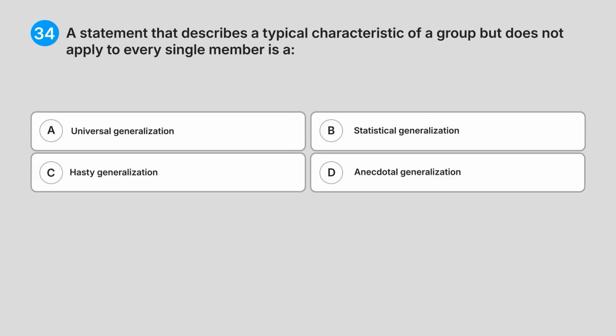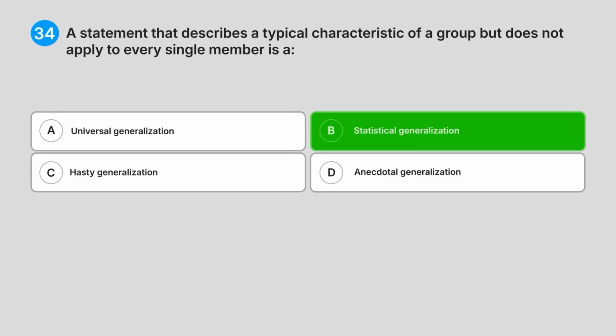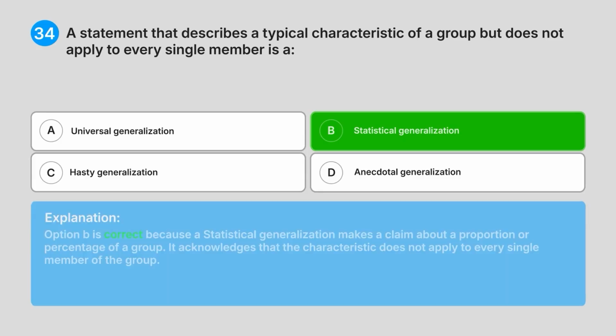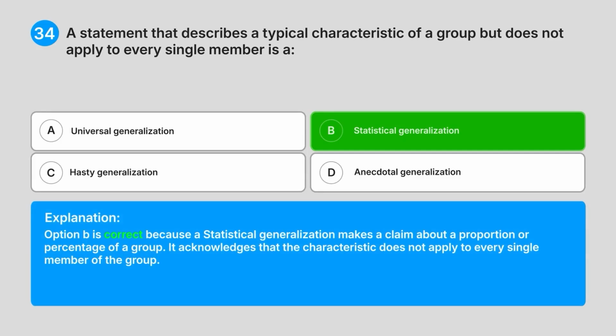Correct answer, B. Statistical generalization. Explanation. Option B is correct because a statistical generalization makes a claim about a proportion or percentage of a group. It acknowledges that the characteristic does not apply to every single member of the group.